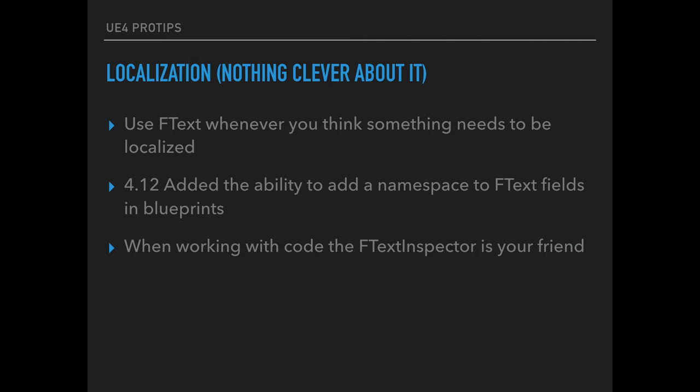You're going to want to use that in C++. It's the only way to figure out what your namespace and source key is that's associated with your localized text. So if you ever want to say, give me the namespace of this thing in code because I'm going to do something with it, FTextInspector is the only way to get that.